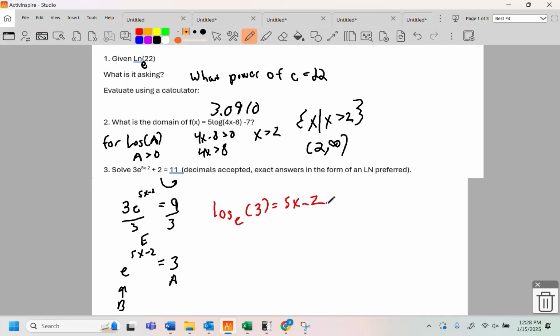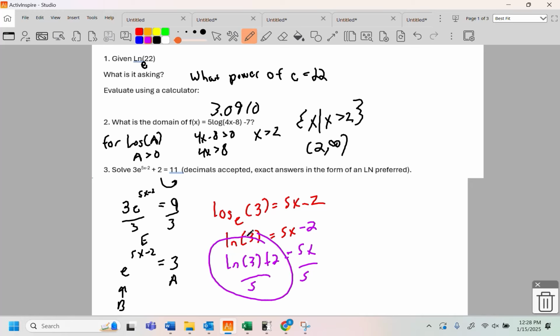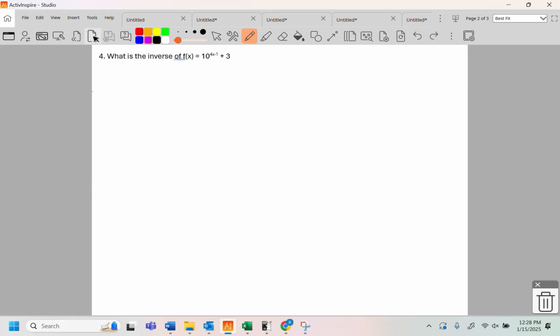And I saw a lot of kids in first period stop here. I'm going to rewrite log base e as ln. And then we're just going to do simple algebra. We're going to write the equation down correctly, add 2 to both sides, and then divide by 5. And that's my answer, it's all over that 5. If I want to know what it is as a decimal, then I push buttons in a calculator. I'm not too concerned about the decimal.